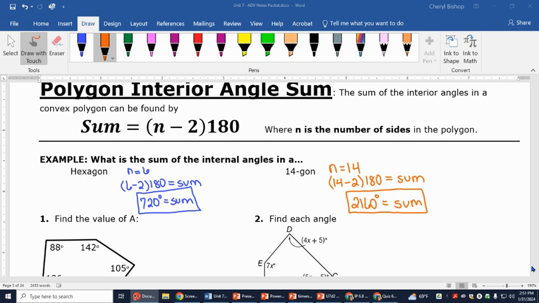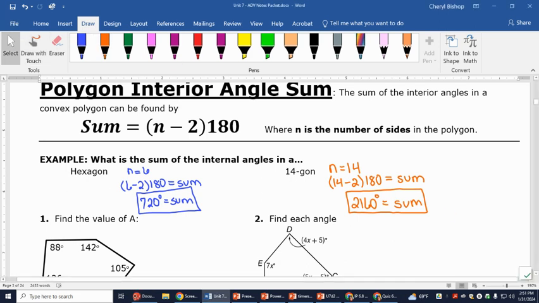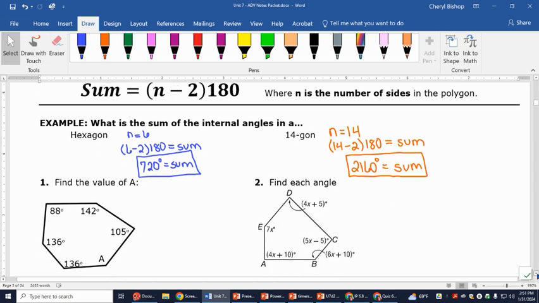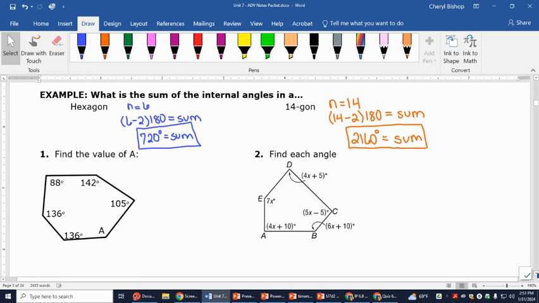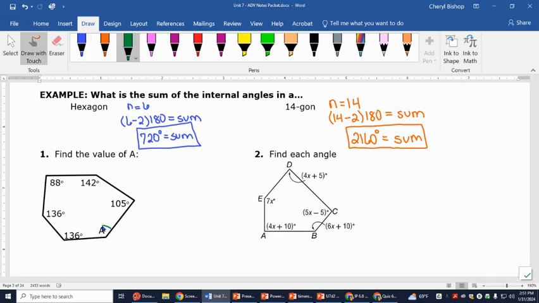All right, let's look at how we apply these examples. Why do we need to know this information, when is it useful? So let's look at these 2 problems here. Number 1 says to find the value of A. A is this angle right here. I want to know how big it is. If I look at this figure, I can see we have 1, 2, 3, 4, 5, 6 sides, so this is a hexagon.